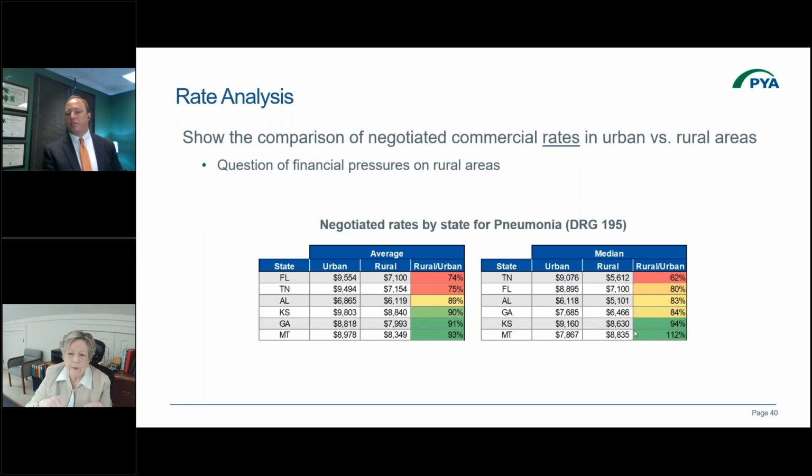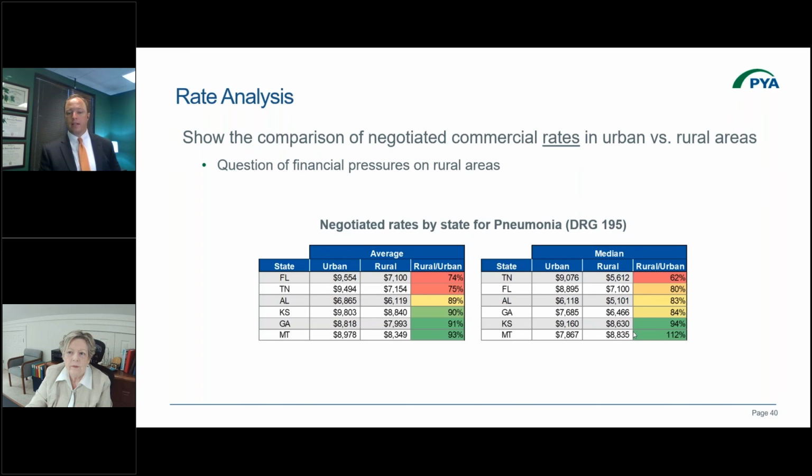One of the things that's important about this is that when we start looking at the viability of small rural hospitals, if they cannot contract up to the rates that the urban hospitals not too far away are able to get, then this is going to have an impact on their sustainability over time.